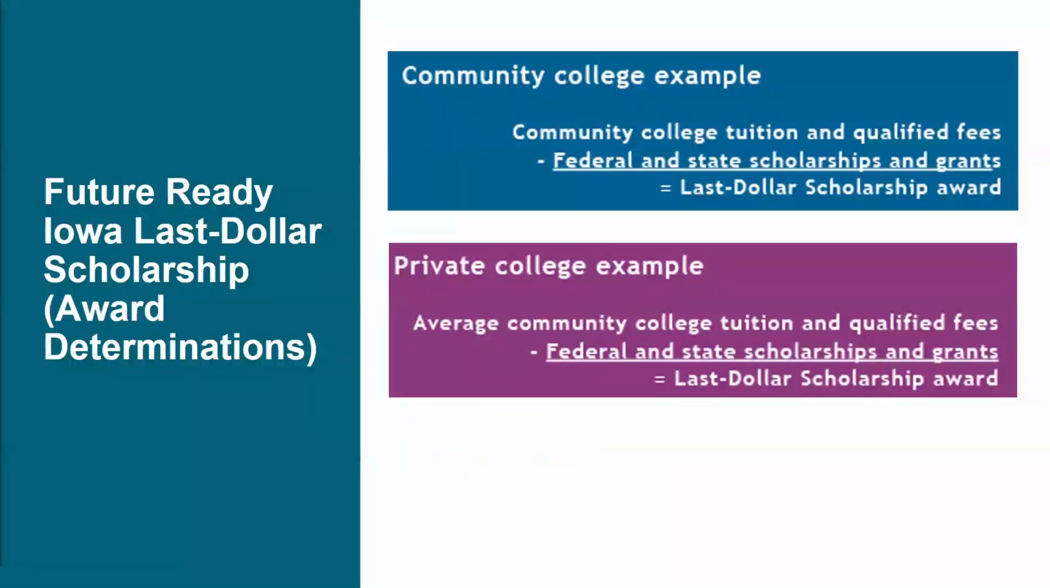This is the graphic about how your award is calculated. For community colleges, it's simply the tuition and qualified fees. So whatever that total is for you as a student, subtract off the federal and state non-repayable aid, and that equals your Last Dollar Scholarship award. The difference with the private colleges is that the beginning amount of tuition and fees is an average of the community colleges' tuition and fees, minus any scholarships and grants you're getting. Then that gives you your award for the Last Dollar Scholarship.